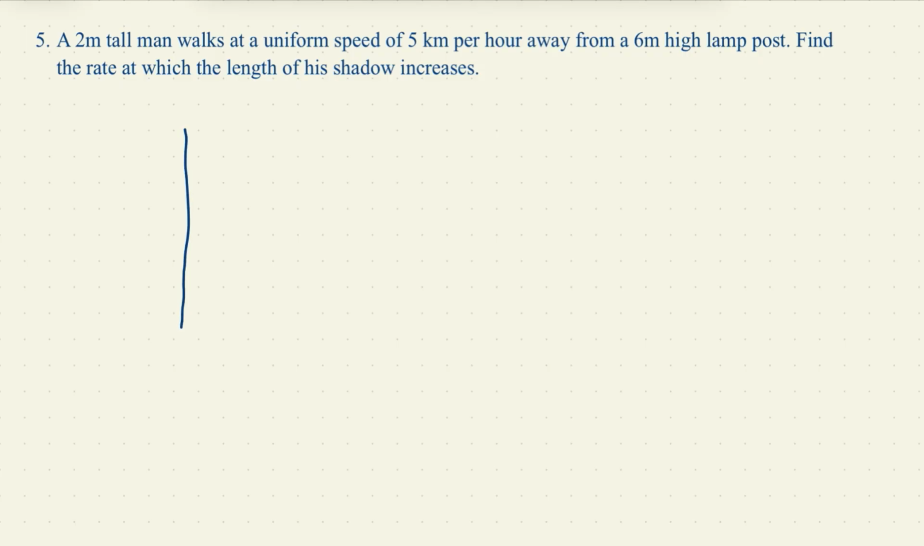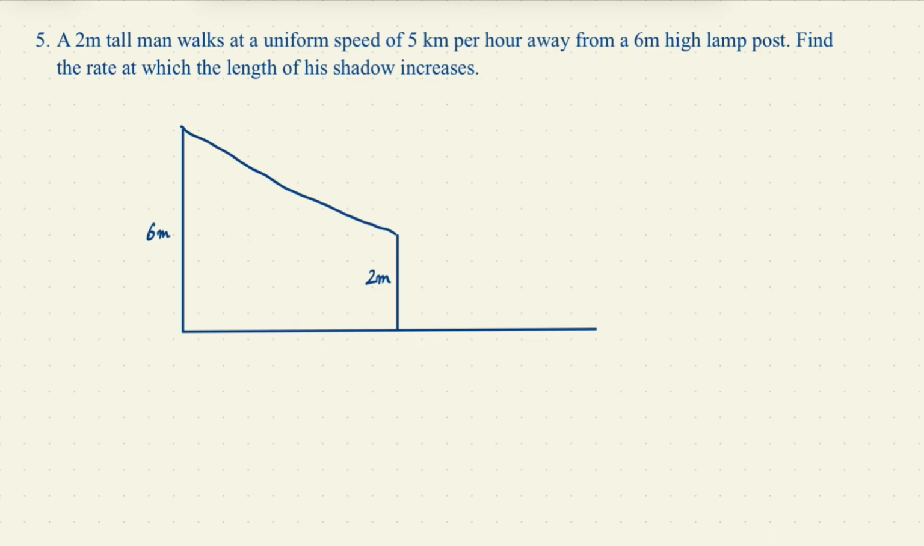So let this be my lamp post, and let this be our ground, and let a man be standing somewhere over here who is 2 meter tall, and the height of the lamppost is given as 6 meter and the height of the man is given as 2 meter. Now since we know that a ray of light travels in a straight line, let me first make a ray of light coming from the lamp through the top of the person and making a shadow somewhere over here.